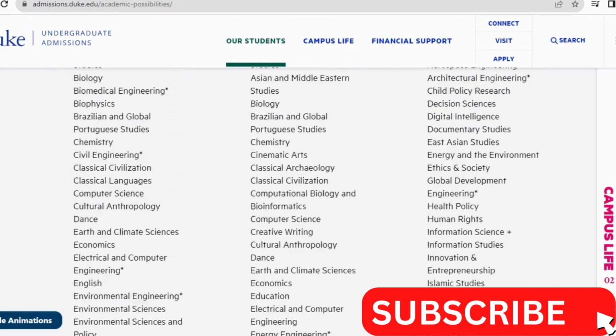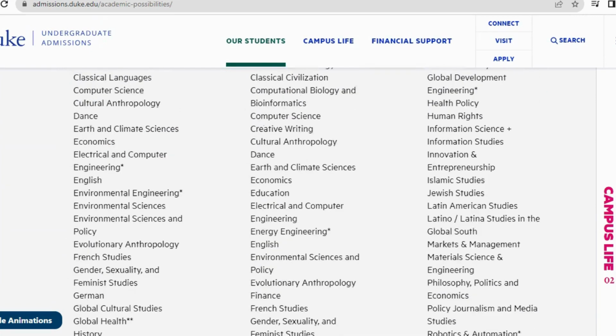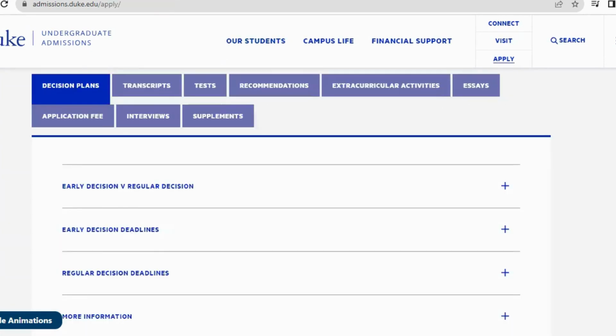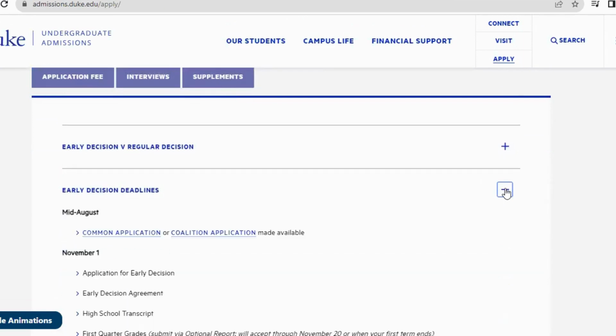At the other side, you have courses that are under the minors. All right, that is your elective or optional. Now let's look at while you apply, what are the deadlines to look out for? Here you have early decision deadlines here.